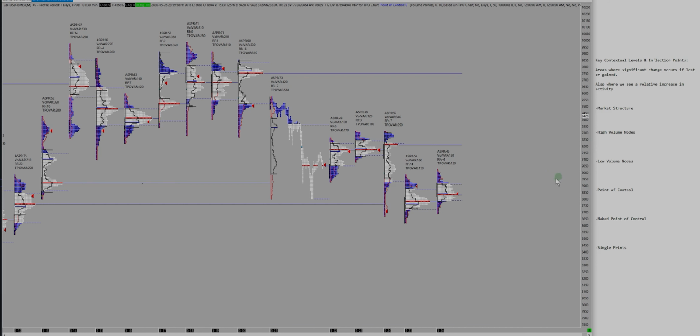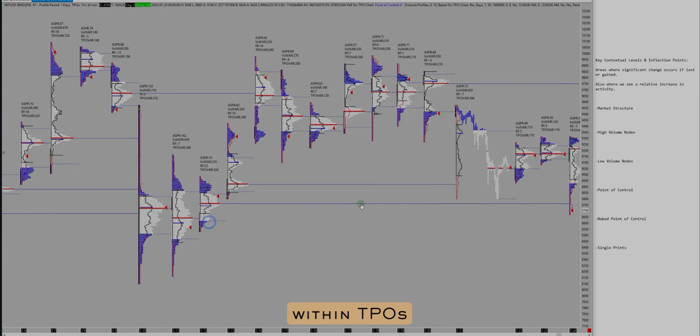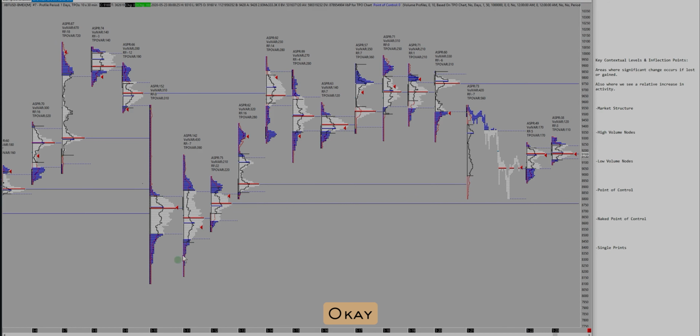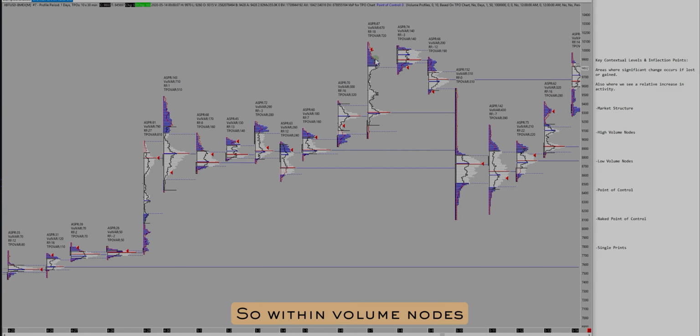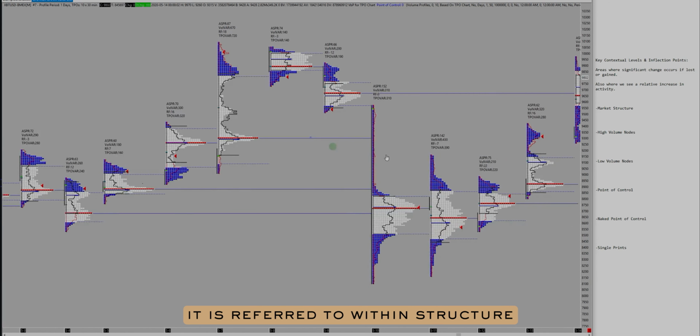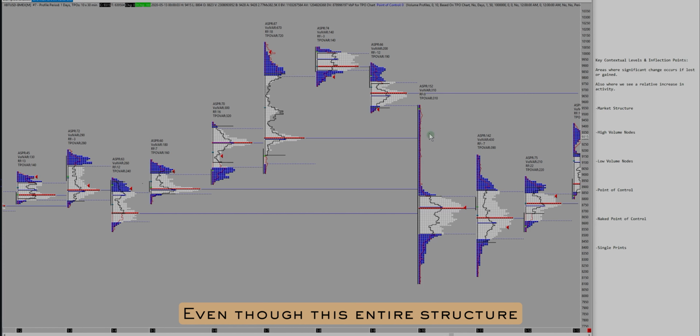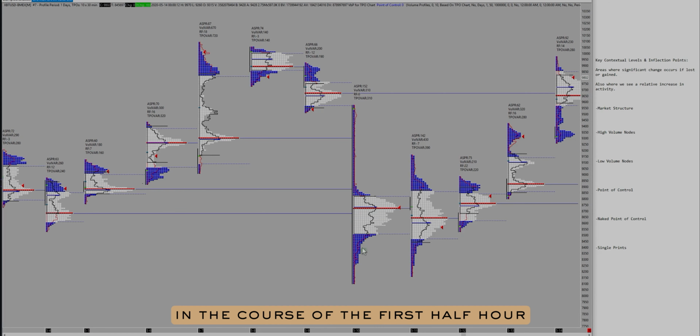The last thing we're going to talk about is single prints. So single prints are areas within TPOs where we have a single line of prints. Okay. You're going to hear this spoken about within structure. So within volume nodes, more commonly it is referred to within structure. So this is a single print right here. You'll more often than not hear that this is an extension. Okay, even though this entire structure was established in the course of the first half hour.